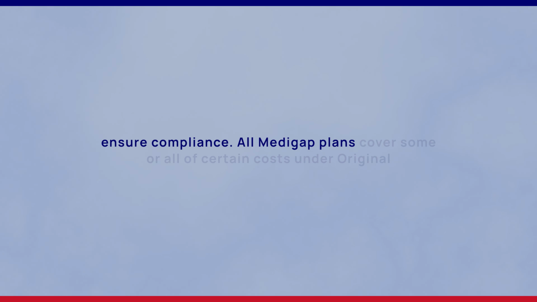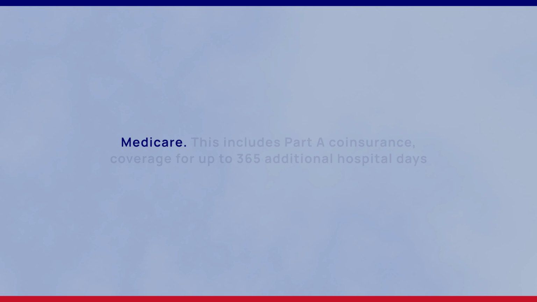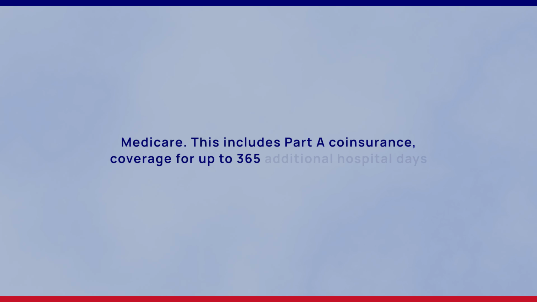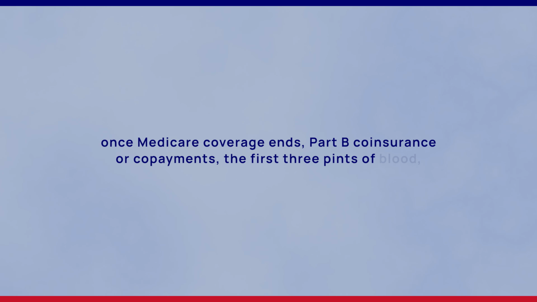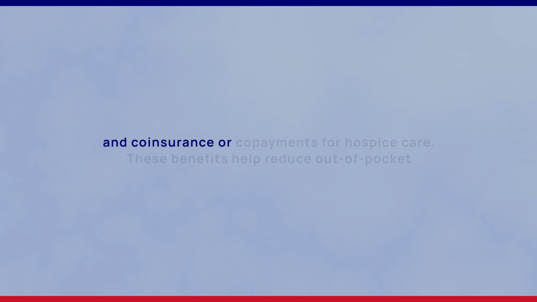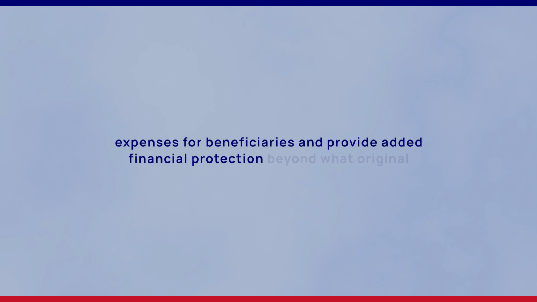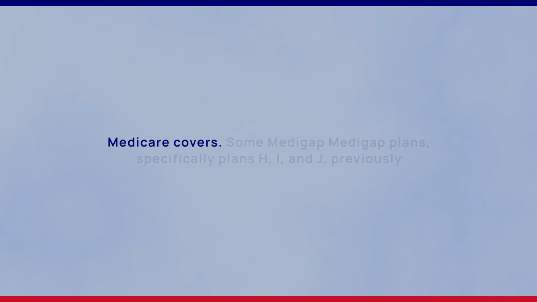All Medigap plans cover some or all of certain costs under Original Medicare. This includes Part A coinsurance, coverage for up to 365 additional hospital days once Medicare coverage ends, Part B coinsurance or copayments, the first 3 pints of blood, and coinsurance or copayments for hospice care. These benefits help reduce out-of-pocket expenses for beneficiaries and provide added financial protection beyond what Original Medicare covers.